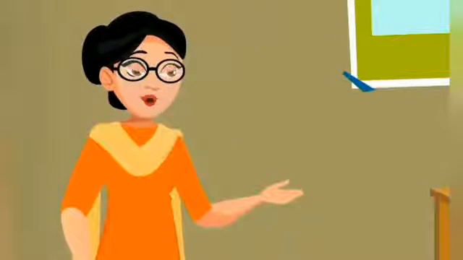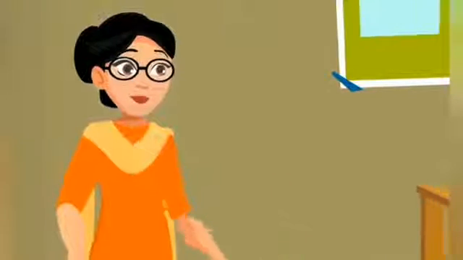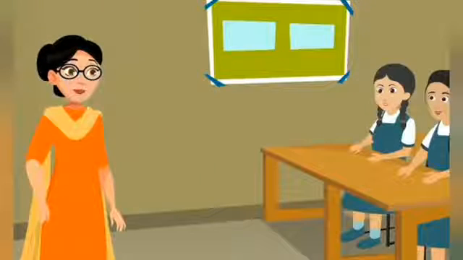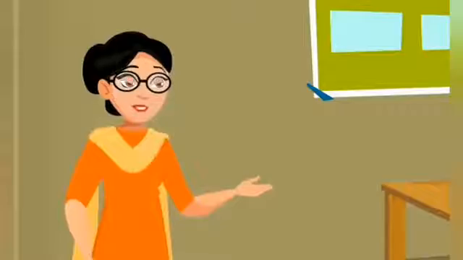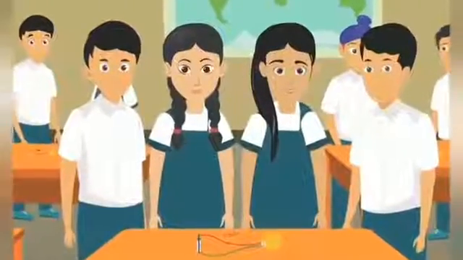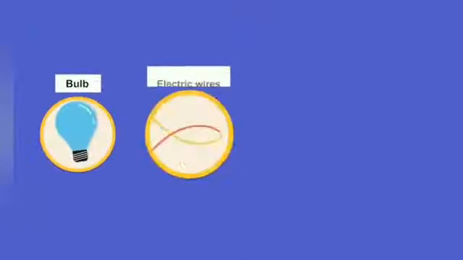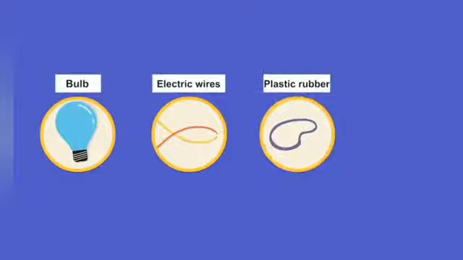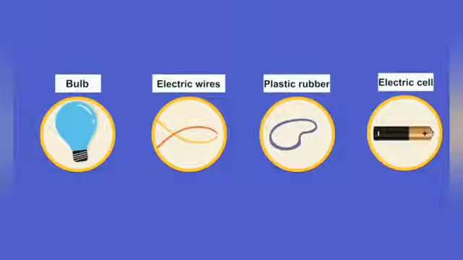Today we are going to discuss all of these, Sunaina. It's good that you asked this question. Let's do something interesting today, kids. Seema Didi made groups of 4 children and gave each group a bulb, some electric wires, plastic rubber, and an electric cell.